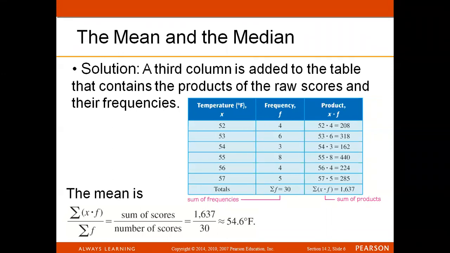Then we sum this column. When we sum this column of the products, x times f, we get 1,637. So the sum of all the x times f's is divided by the total number of frequencies, the total number of days. The temperatures summed to 1,637 degrees. We divided that by the 30 days that we recorded. We found that there's about a 54.6 degree Fahrenheit average for this month.